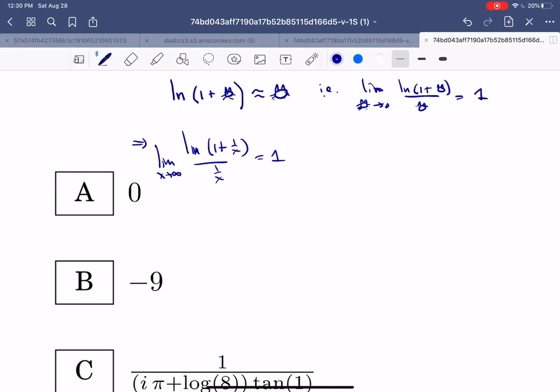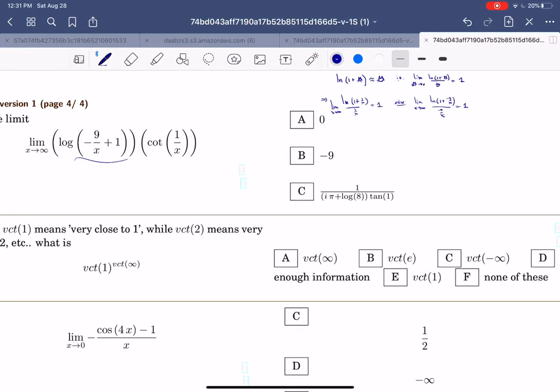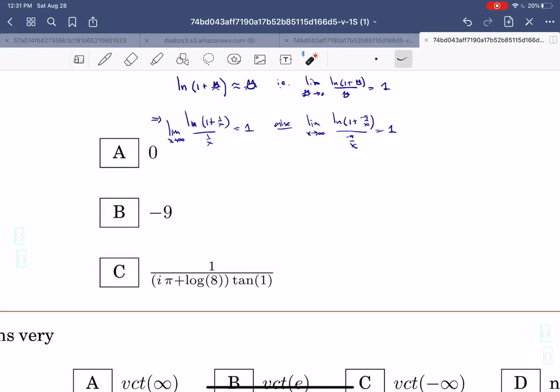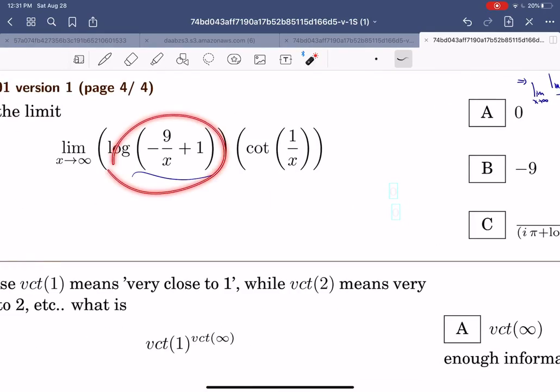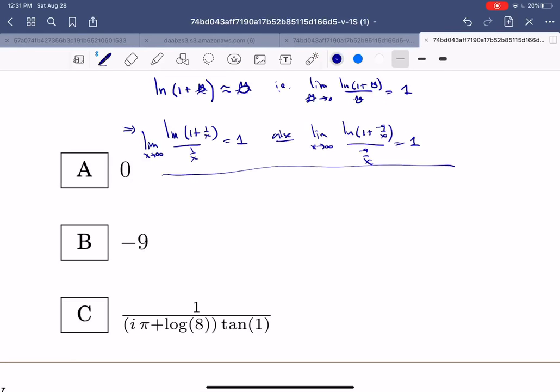And particularly, it also means that, for example, the limit of ln of 1 plus negative 9 over x all over negative 9 over x would also be equal to 1 as x goes towards infinity. That's one of the pieces here that we have to contend with in just a second. So it doesn't look exactly like 1 plus 9 over x all over that, but it does look like the numerator of that. Okay, that's a general idea.